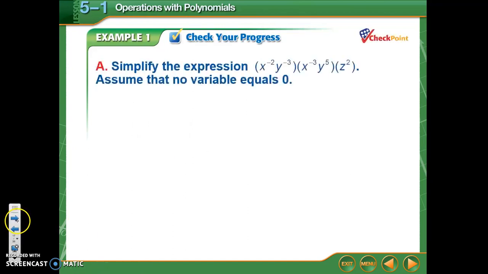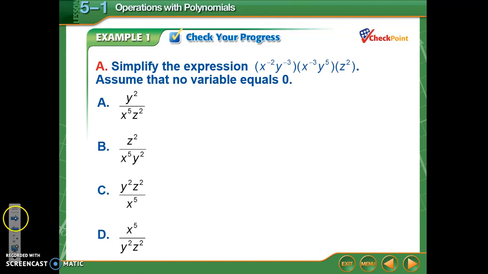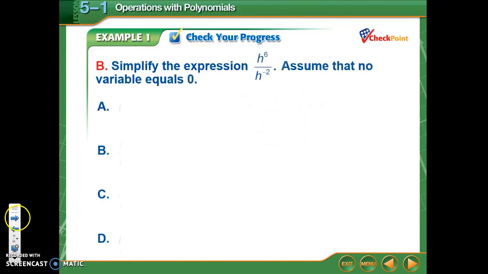All right, here are some for you guys to try. The answer to this first one is c, y squared z squared over x to the 5th. And here is the work if you want to see how to do it. I just multiplied straight across first, so x to the negative 2 times x to the negative 3. Adding those exponents is x to the negative 5th. Y to the negative 3 times y to the 5th. Add those exponents, I get y squared, and then I just have z squared, and then I simplified my negative exponent. Try this one. The answer here is a, h to the 8th.